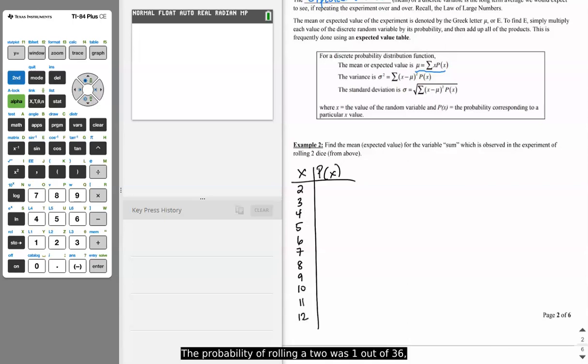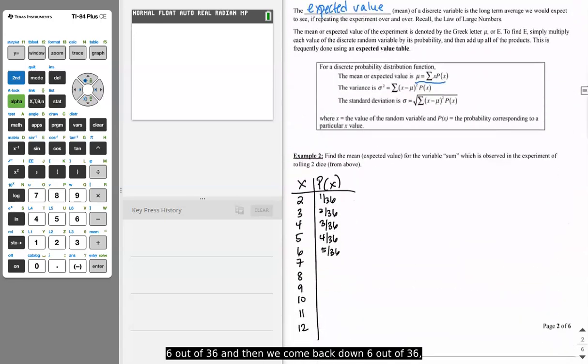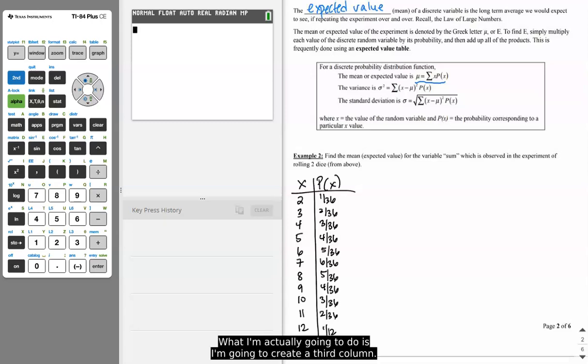So the probability of rolling a 2 was 1 out of 36. And we had 2 out of 36, 3 out of 36, 4 out of 36, 5 out of 36, and then, let me just double check, 6 out of 36, and then we started going back down. 6 out of 36, and we had 5 out of 36, 4, 3, 2, and 1.